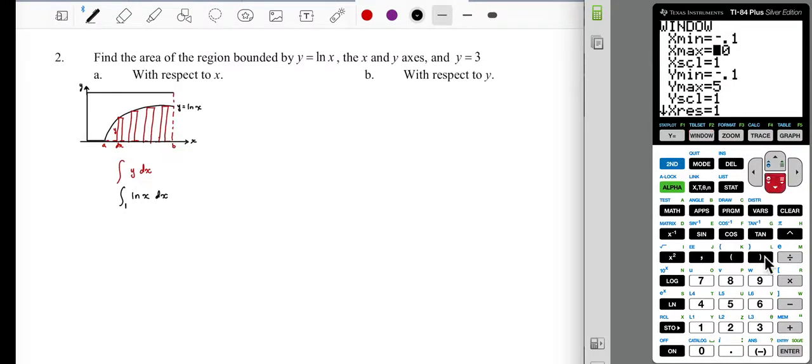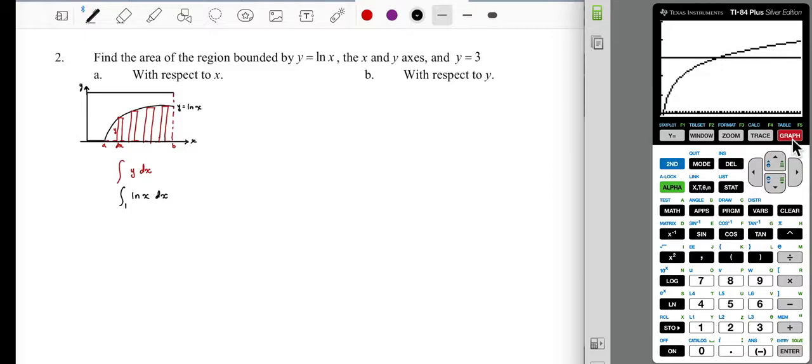So I could do that a couple of ways. Let me make my x max a little bigger. It looks like we have an intersection here. Second trace 5, enter, enter, enter. It's about 20 and change. So if I continue this trend, I'm going to have an intersection here at 20.08-ish.